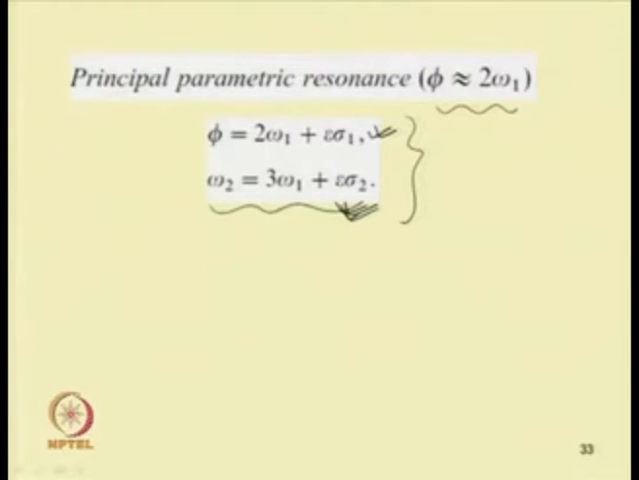If one studies this case for the principal parametric resonance condition, one can obtain a set of 4 differential equations. Previously we have considered only single and 2. In this case, one can obtain these 4 differential equations.